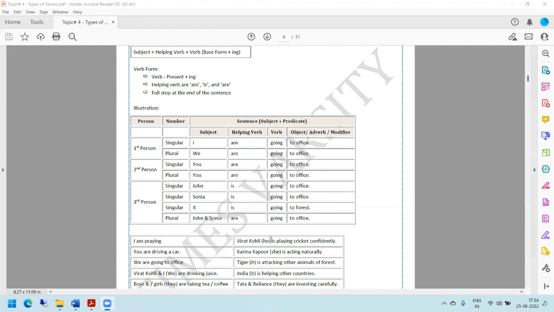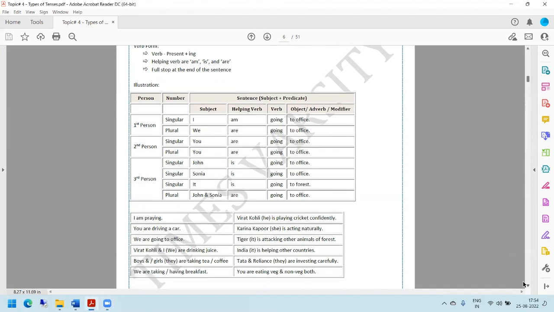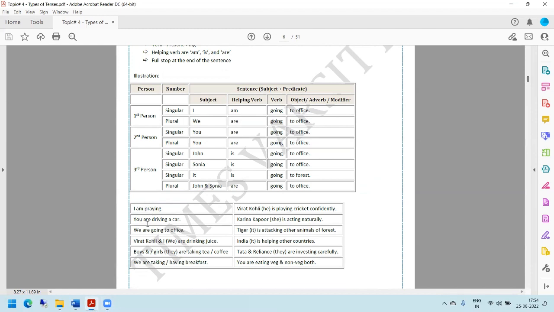Let's look at some examples. I am praying. You are driving a car. We are going to office. Virat Kohli and I are drinking juice. Boys and girls are taking tea or coffee. We are having breakfast. Let's say it's morning time, and we are taking our breakfast. At that time we can say that we are taking breakfast or we are having breakfast.